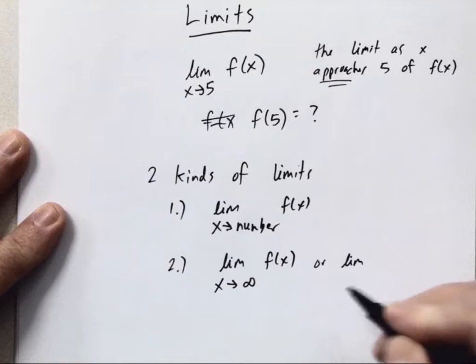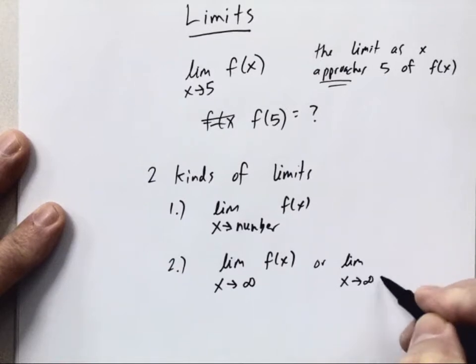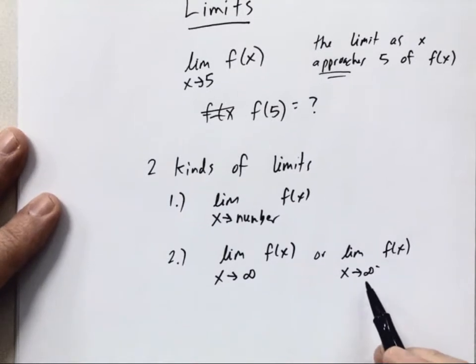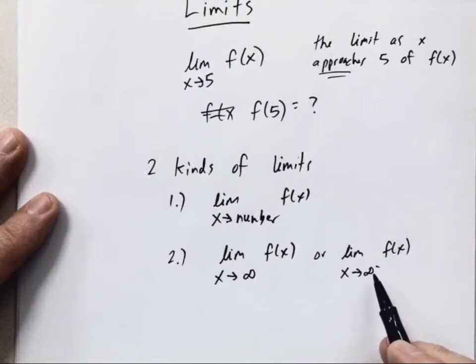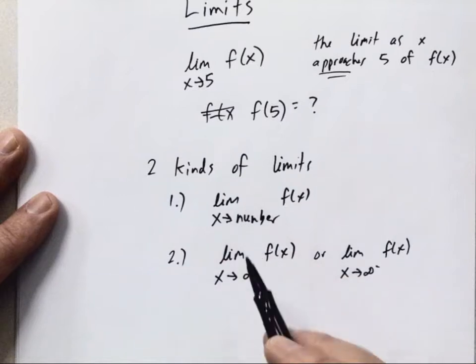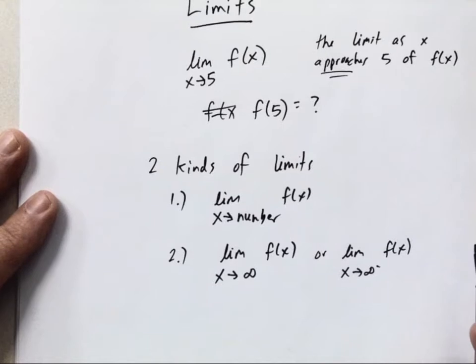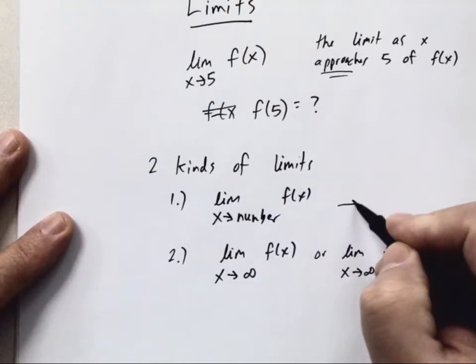There are also sometimes problems where you might look at the limit as x approaches, you see the little negative here? This indicates negative infinity. So this would be like a huge negative number, like negative 1,000,000. Now these are both limit problems, but they're in one sense very different.